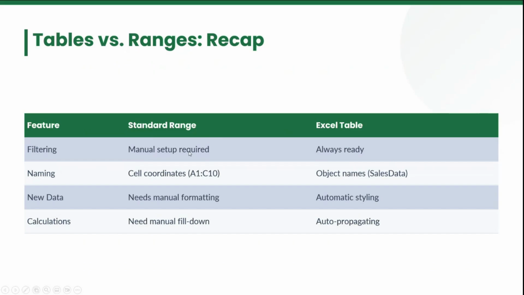In terms of naming, if you have a range, you would use cell coordinates, like cell A to C10. Then with a table, we select a certain field or column name. If you wanted new data in a range, we manually format the new data, but on the Excel table, it automatically styles it. For calculations, you would need to manually fill down or drag down within a range, but within a table, it automatically does it for us.